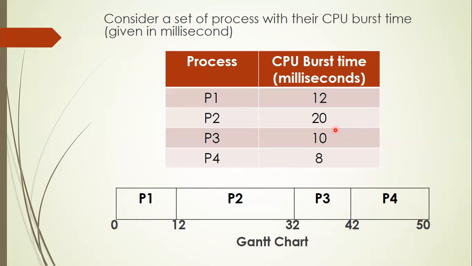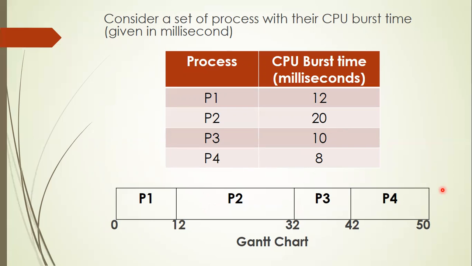P2 has to wait till the completion of P1, so the waiting time for P2 is 12 milliseconds. P3 has to wait till the completion of both P1 and P2, so P3 will get the CPU at the 32nd millisecond. Similarly, P4 has to wait till the completion of all three previous processes, P1, P2, and P3, which means it waits for 42 milliseconds.